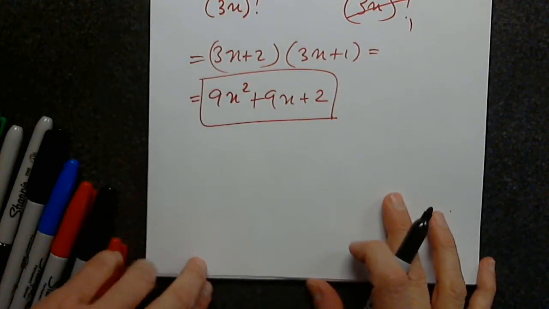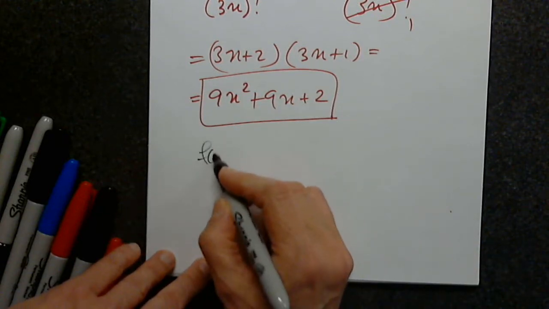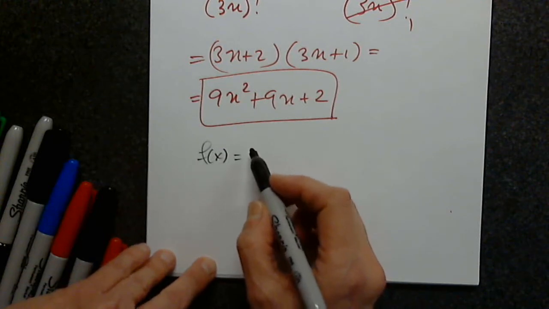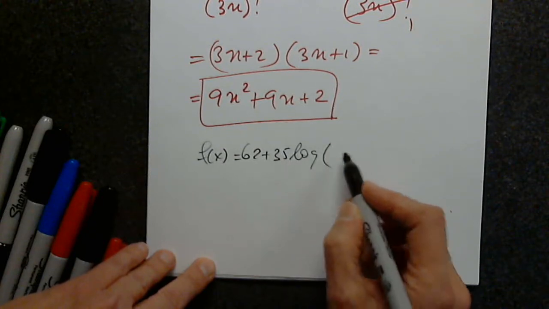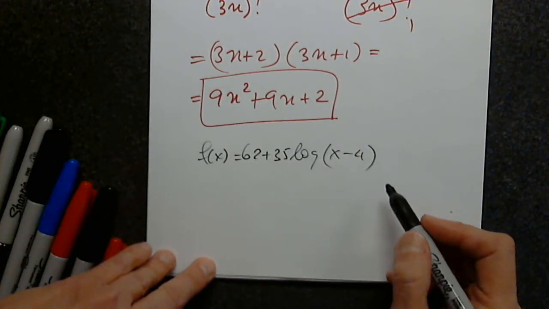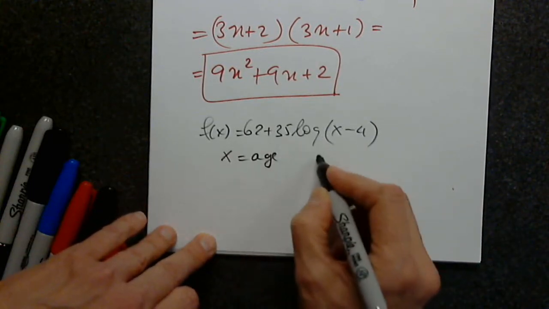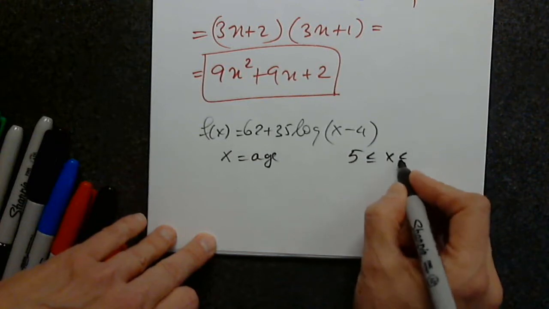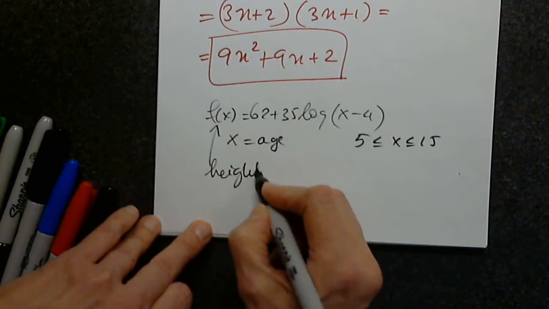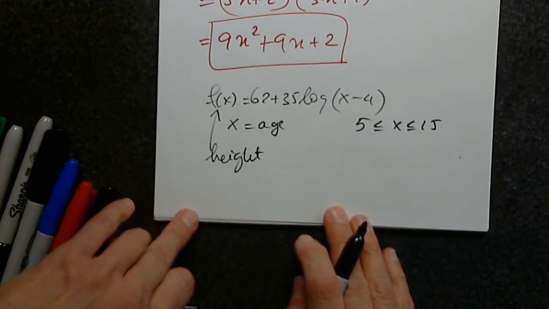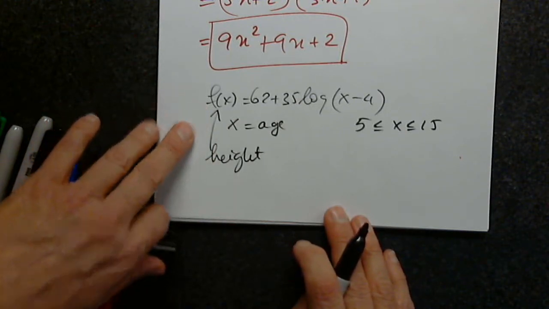It's about finding height. So we have f of x equals 62 plus 35 log of parentheses x minus 4. And x represents Arrow's age from 5 to 15, and f of x represents the percent of her adult height. So f of x is in percent? Yes. Okay.